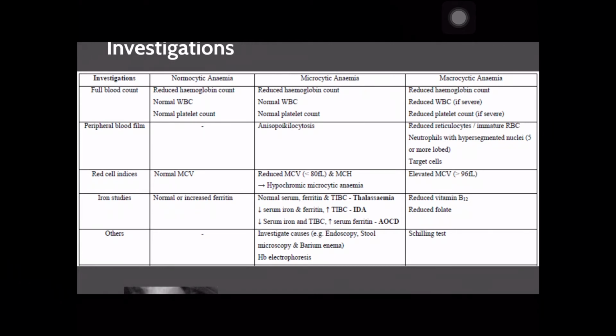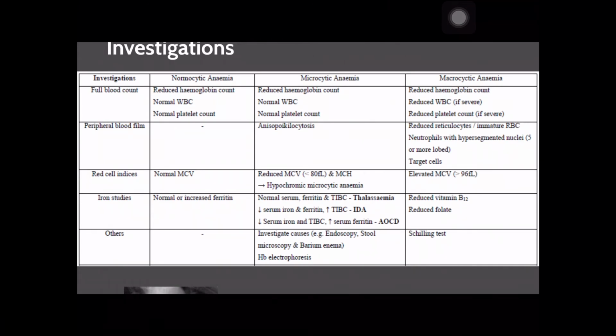Other investigations like endoscopy, stool microscopy, and barium meal are to assess if there is a possibility of getting diagnoses such as esophagitis, gastroesophageal reflux disease, schistosomiasis, and so on and so forth. Hemoglobin electrophoresis is to assess thalassemia.